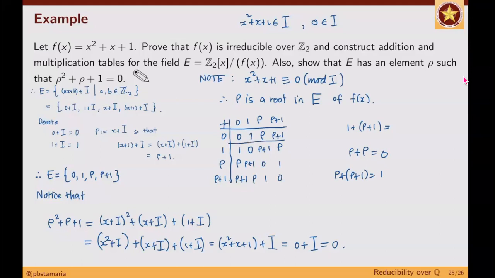So this is the addition table. So let me just ayusin ko lang. Sa notebook nyo, pakiayos na lang para mas maganda. Okay? Paano ang multiplication table?